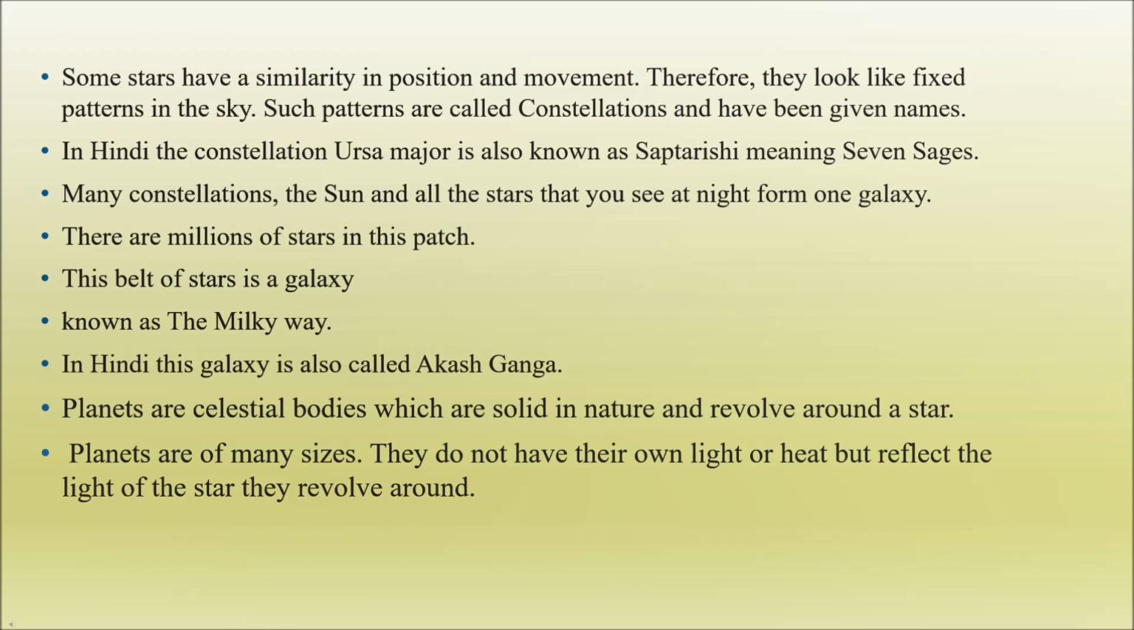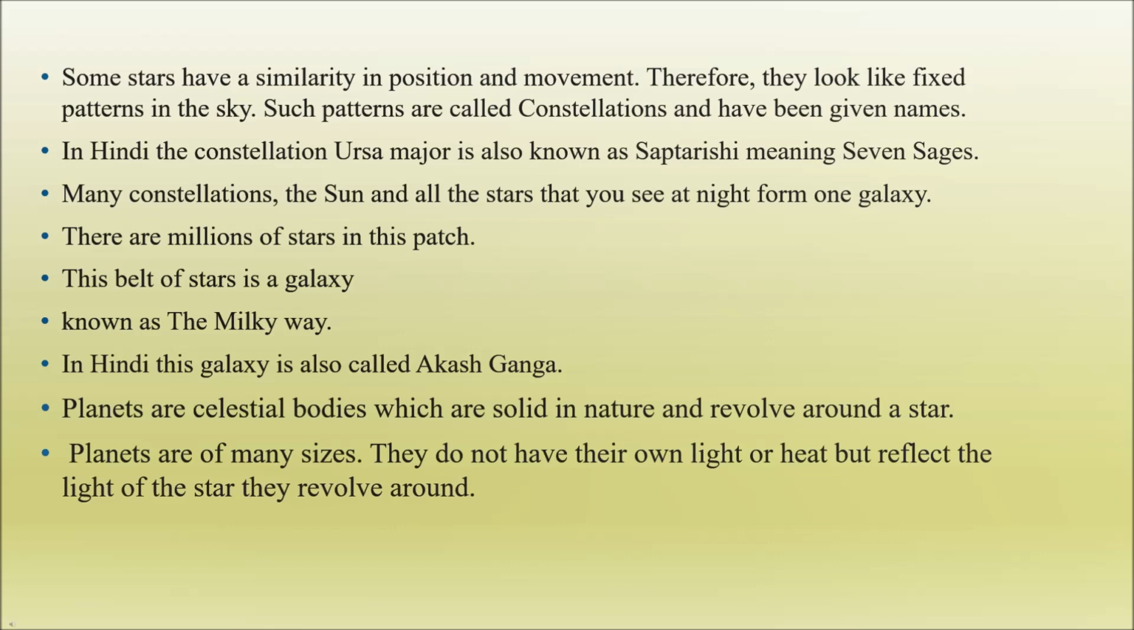Such patterns are called constellation and they have been given different names also. In Hindi, the constellation Ursa Major is known as Saptarishi. The meaning of Saptarishi is 7 sages. Many constellations like the sun and all these stars that you see at night together form one galaxy. There are millions of stars in this patch. This belt of stars is a galaxy. And this galaxy is known as the Milky Way. In Hindi, the Milky Way galaxy is also called Akash Ganga.